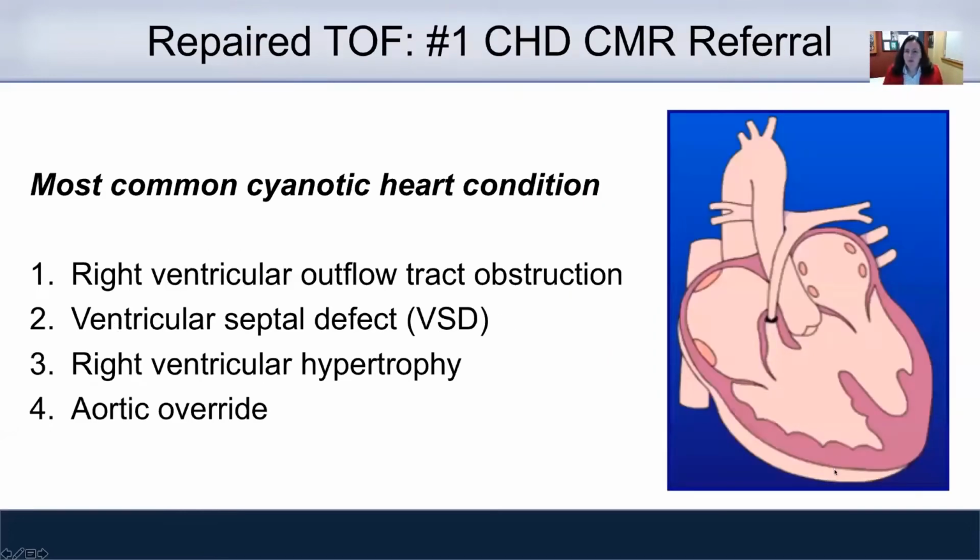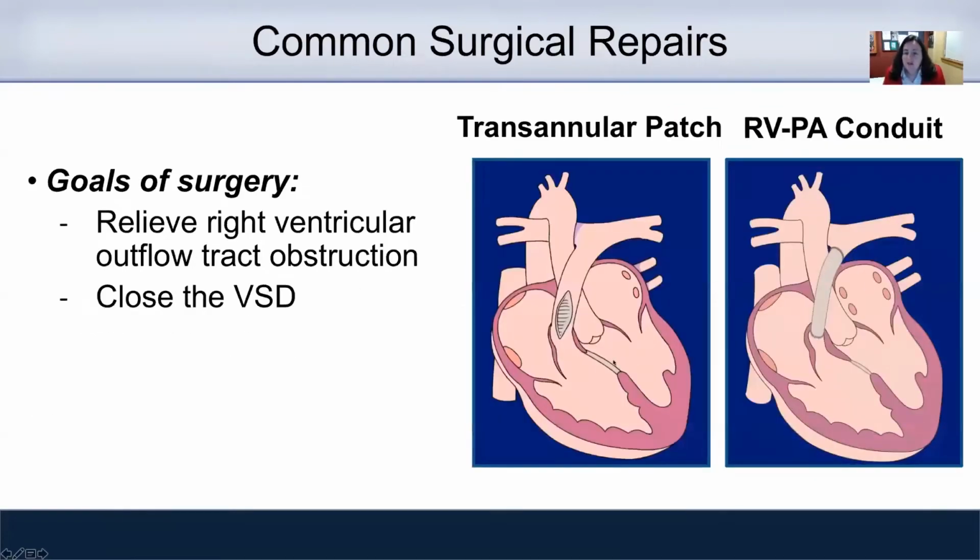So let's start with the number one referral that we get for MRI at our center. That is a patient with repaired tetralogy of Fallot. This is the most common cyanotic heart condition, and in its unrepaired form, it's depicted here, with 4 anatomic abnormalities, varying degrees of right ventricular outflow tract obstruction or pulmonary stenosis, a ventricular septal defect, right ventricular hypertrophy, and override of the aorta.